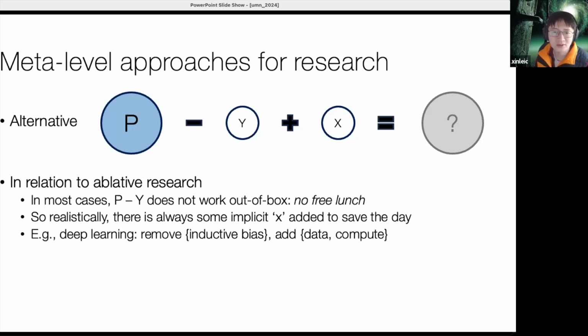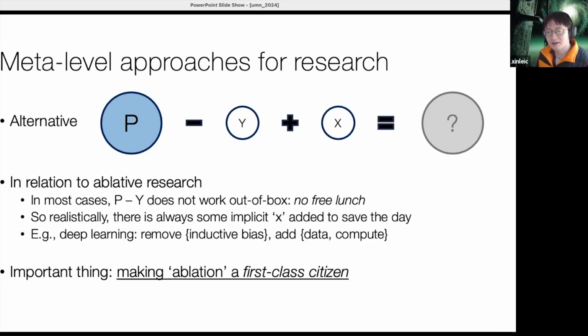So for example, zooming out at a very high level, deep learning has been a very successful approach for modeling the world. But the successful recipe is that it first removes some inductive biases, for example, manually designed features for computer vision, but then it adds things too, like a huge amount of data for training, huge amount of compute for training those models.